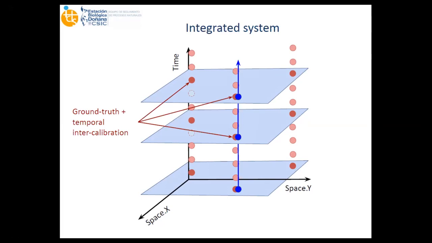Then we designed the sampling to be able to not only obtain ground truth, but to have temporal intercalibration over time with this sensor, and even to try to have moments when we have both ground truth and temporal intercalibration together. So that's the design we are at.